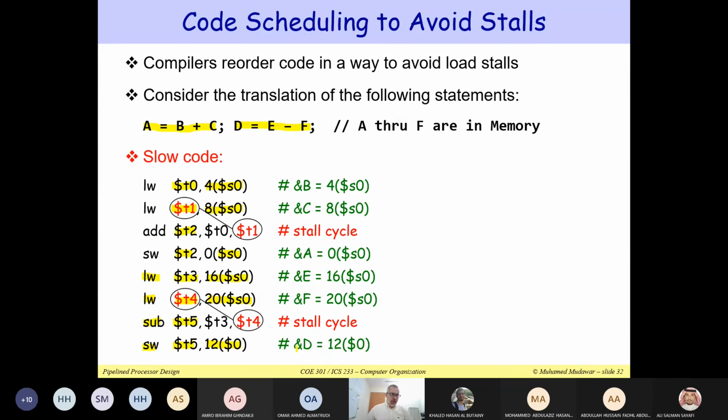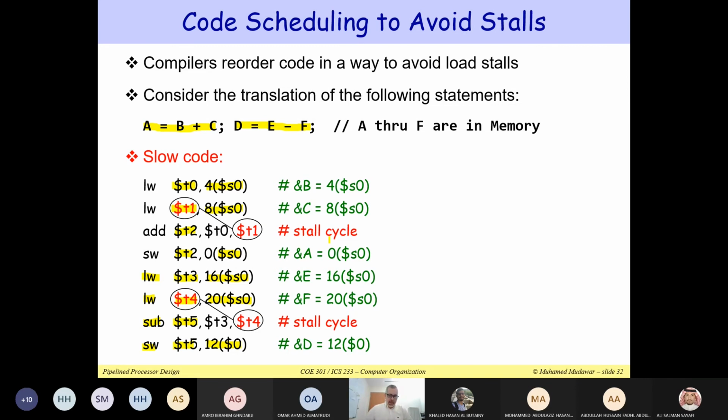Now notice that we have here the data dependence. The add depends on the previous load, and the subtract also depends on its previous load. So this is going to create a stall cycle. Now, if we have this code, the pipeline is going to work properly. Even if we have this code, the pipeline is going to ensure the correct execution of these instructions.